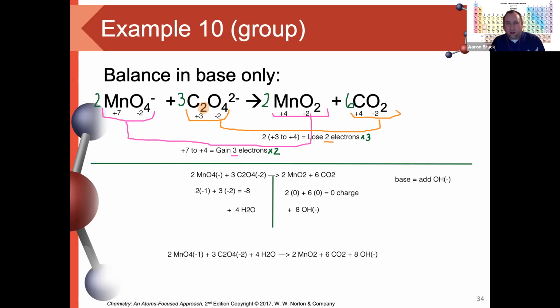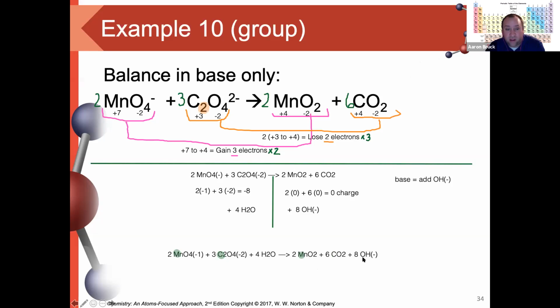Now, as with any good chemical equation, we can always check and make sure that we've got everything. So if we wanted to do a quick check, we could look and say, okay, I've got 2 manganeses, 2 manganeses. I've got 6 carbons, 6 carbons. I've got 8 plus 12 is 20 plus 4, 24 oxygens. And I've got 4 and 12 is 16, and 8 more is 24, so oxygen's good. And I've got 8 hydrogens and 8 hydrogens.